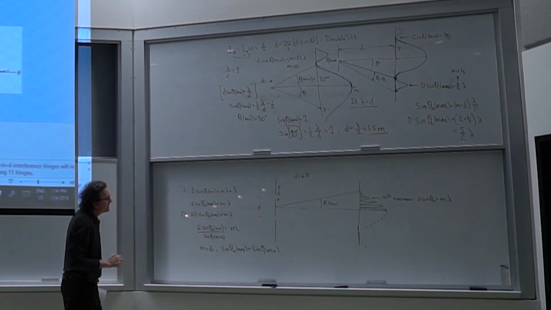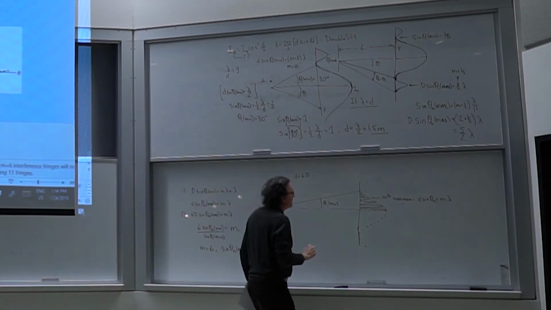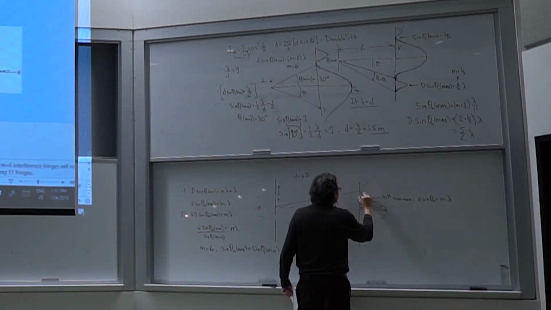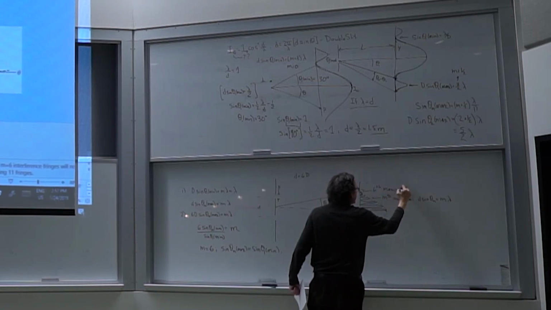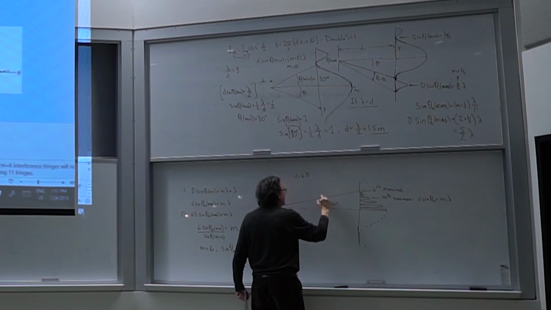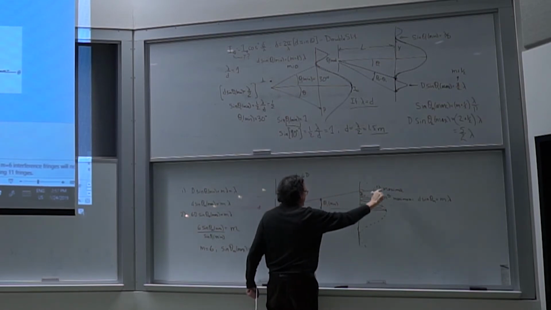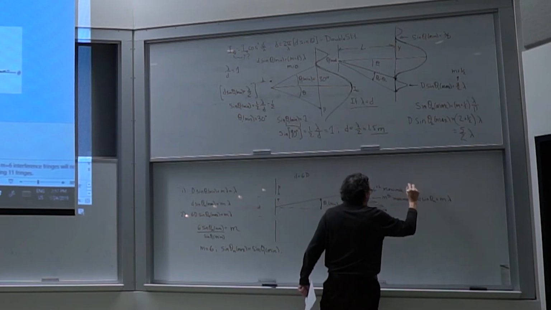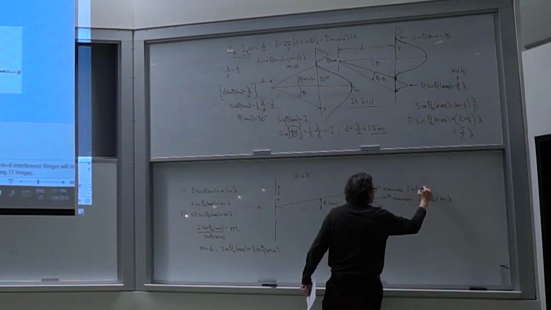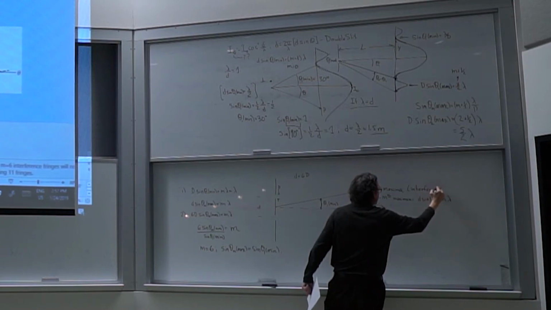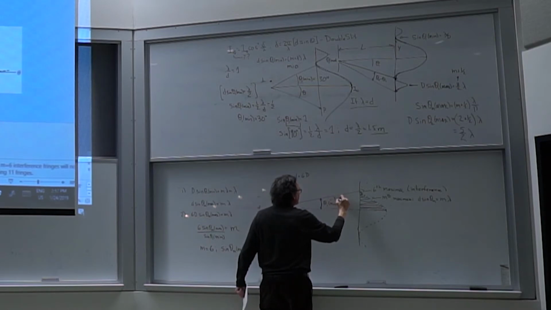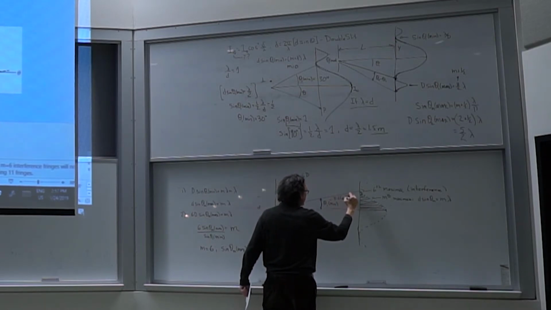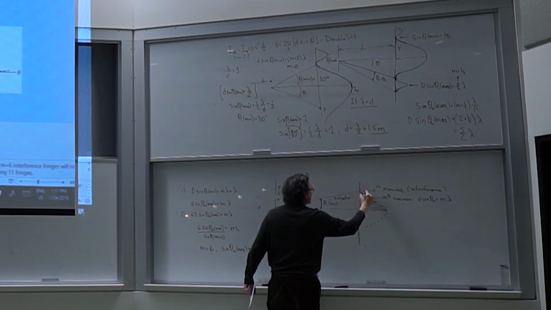Okay, so that means that the 6th interference maxima will occur at exactly the same angle as the first diffraction minimum, sorry. This is going to be 0, right?